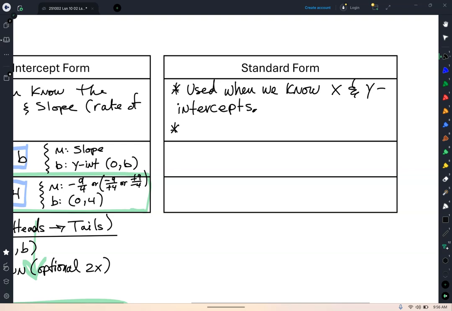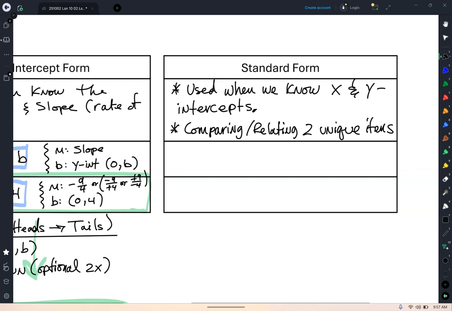Also, this is used when we are comparing or relating two unique items. Like in a word problem, something like, I bought M&Ms and I bought Reese's peanut butter cups, and now I'm comparing M&Ms and Reese's peanut butter cups. I'm going to use those and use a standard form.